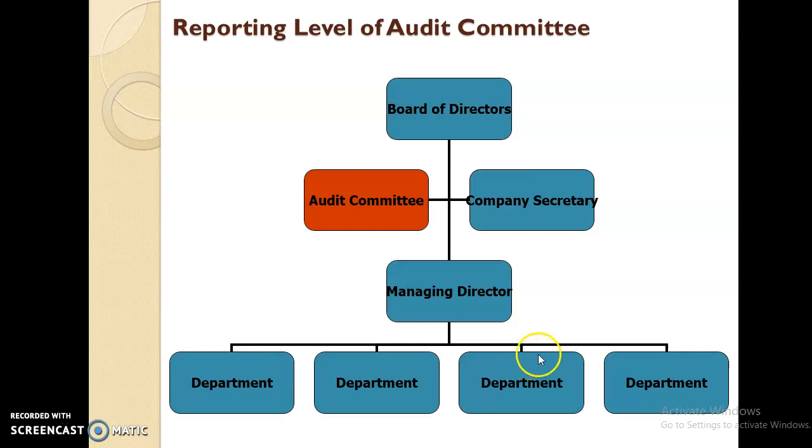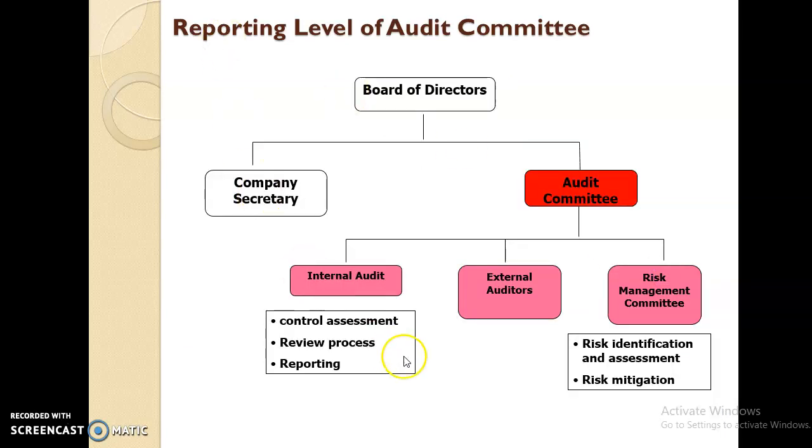So just now we have this reporting level of the audit committee. If we have many departments in the company, they will report to the managing director, but you can see here that the audit committee will stand on its own. So they will report to the audit committee if they find any wrongdoings in relation to the internal control system in the company. This is where we sit in as external auditor. We also report to the audit committee.